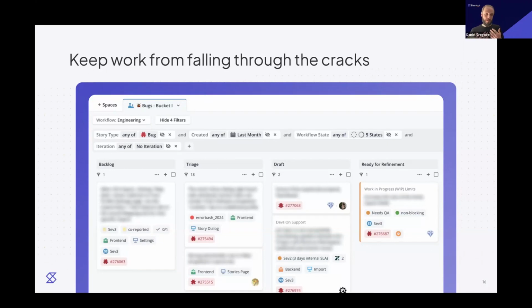So for us as a team and a set of product development teams, we've agreed that if we're going to take on a bug, we're going to put it into an iteration. So if it's in an iteration, it's going to get worked on in the near future. And if it's not, it's still fair game.